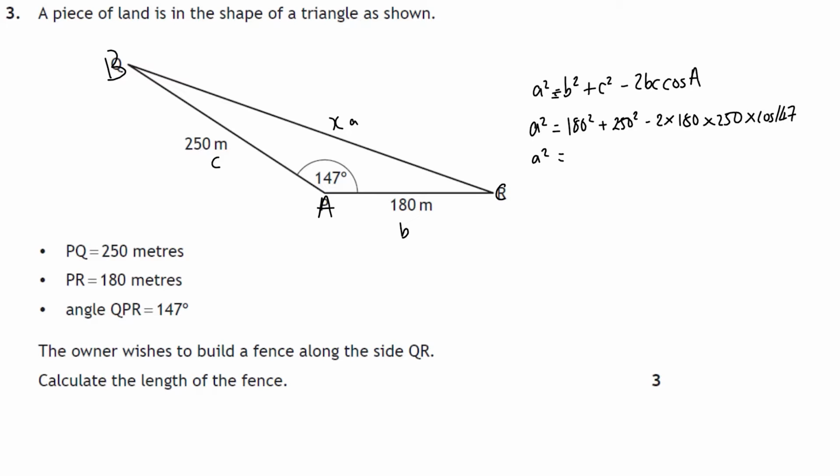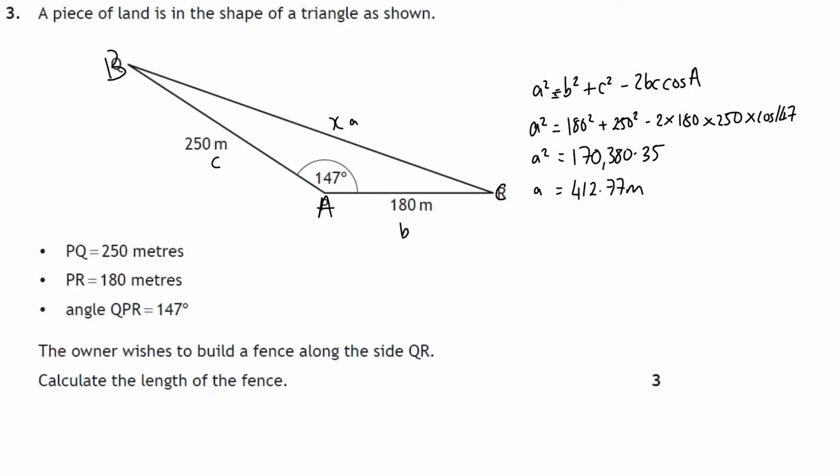That should give us 170,380.35. And that's the value for a squared, so we're going to square root that answer, and that will give us 412.77 to 2 decimal places for the size of that.